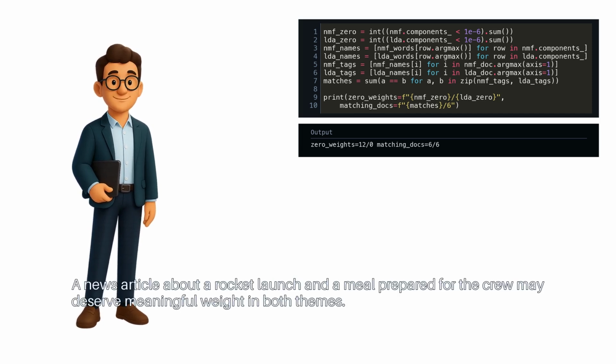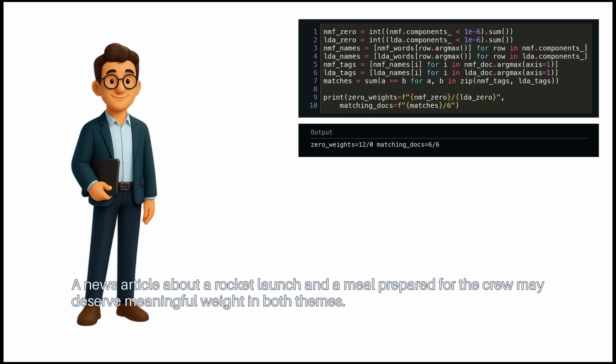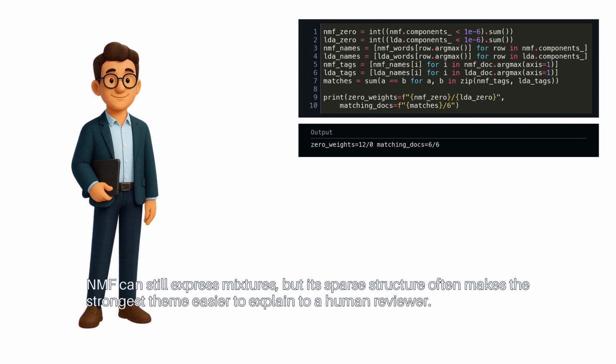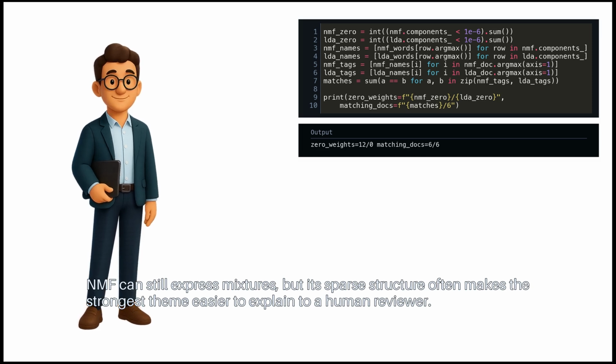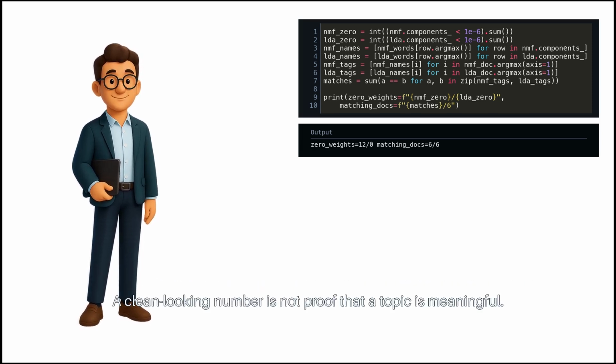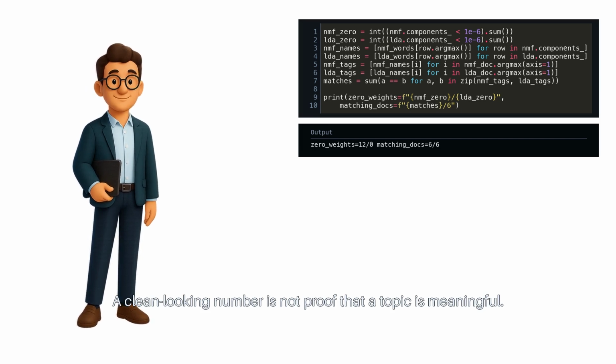A news article about a rocket launch and a meal prepared for the crew may deserve meaningful weight in both themes. NMF can still express mixtures, but its sparse structure often makes the strongest theme easier to explain to a human reviewer. On larger corpora, inspect the top words and a sample of documents for every topic. A clean-looking number is not proof that a topic is meaningful.